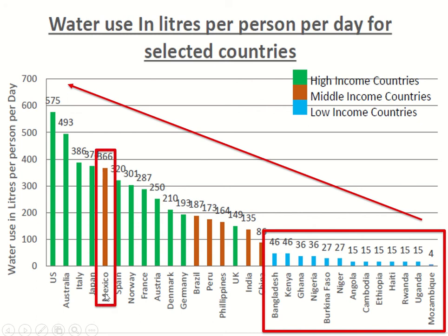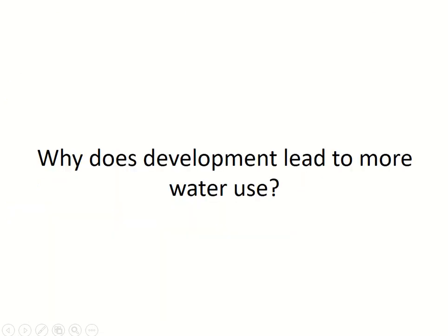There is another anomaly here in Mexico. So obviously not everyone fits the pattern, but generally LICs use the least. Then we've got our NEEs in the middle, and finally our HICs are using the most amount of water. So my question to that would be, well, why does development lead to more water use? Why do people in the USA or Germany or Japan use more water than people do in Zimbabwe?